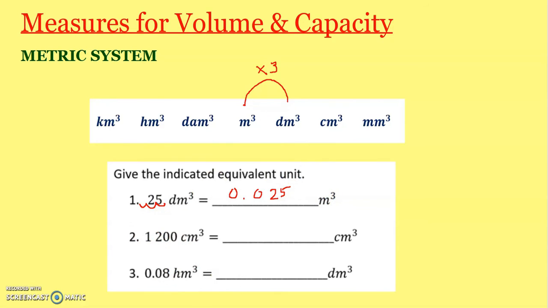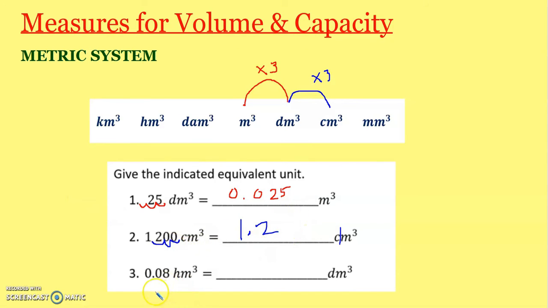Next one is 1,200 cubic centimeters to be converted into cubic decimeter. Cubic centimeter, ito. And then cubic decimeter is again on the left side of it. How many jumps? 1 pa rin. But you have to multiply it by 3. So we move the decimal point 3 places to the left. Andito yung decimal point sa 1,200. 1, 2, 3. So we now have 1.2. So 1,200 cubic centimeters is equivalent to 1.2 cubic decimeter. We do not need to write the zeros after 2 kasi insignificant na sila.